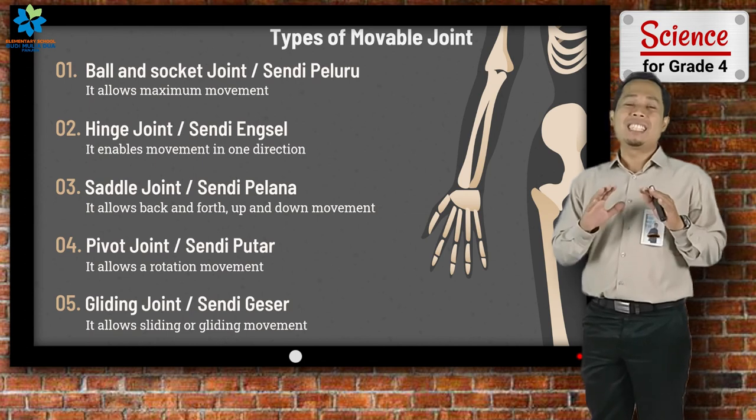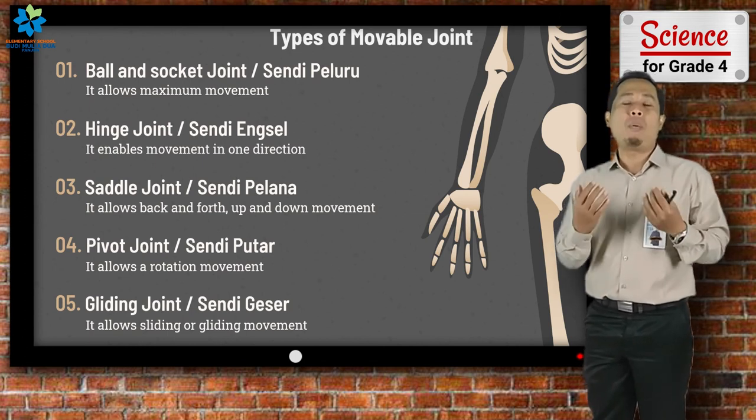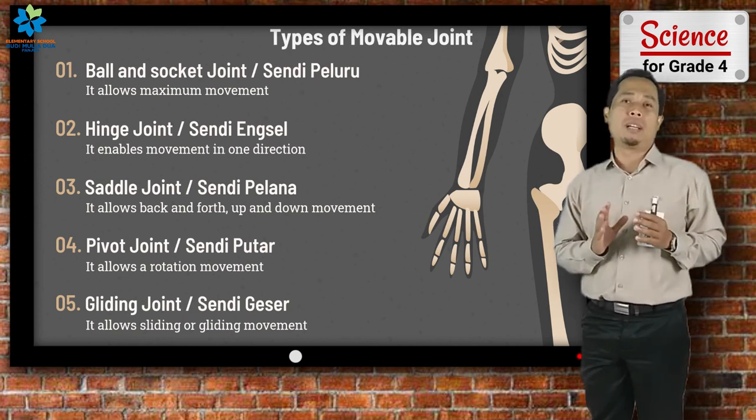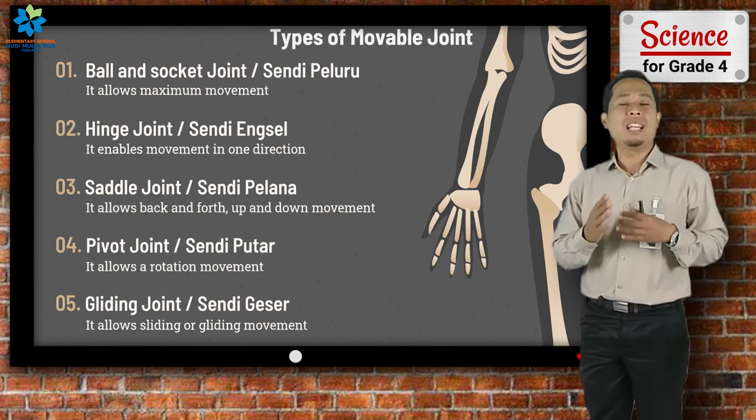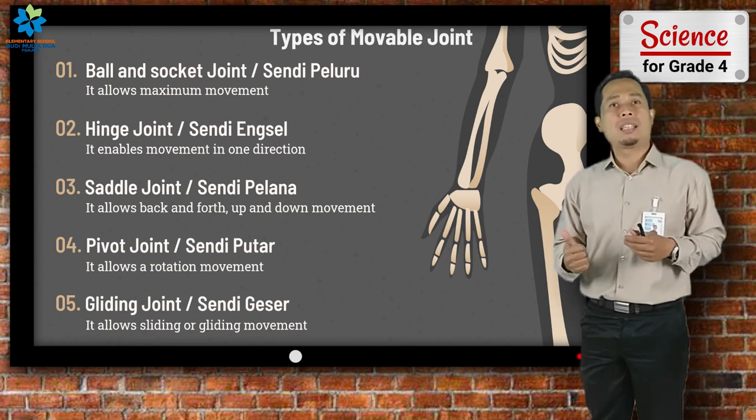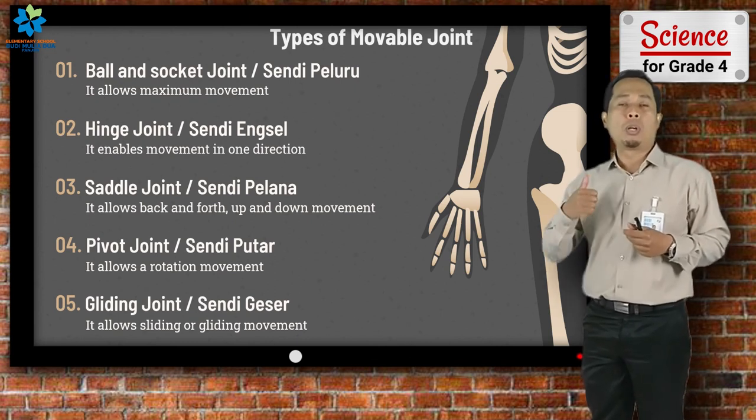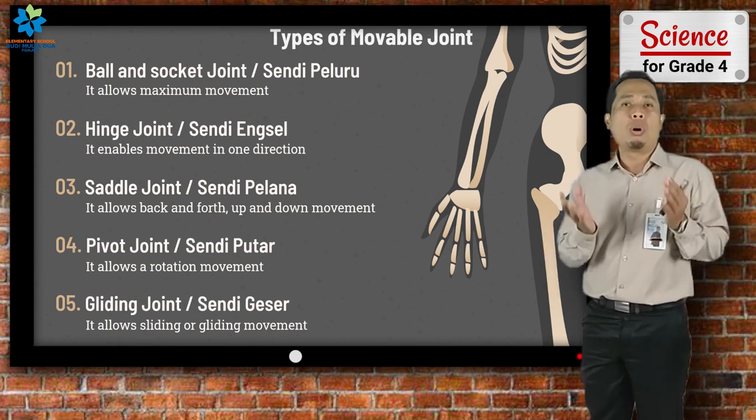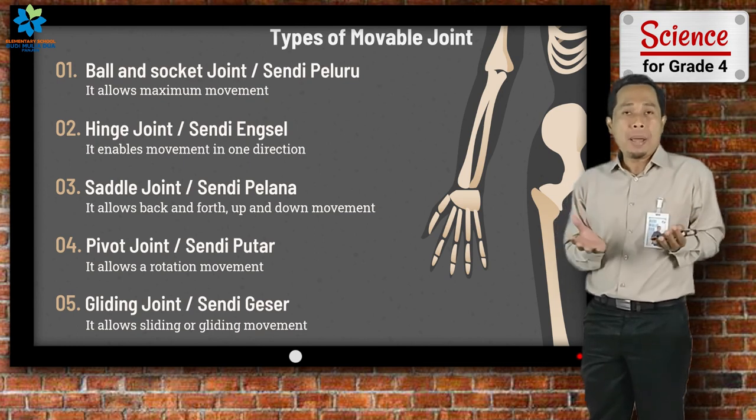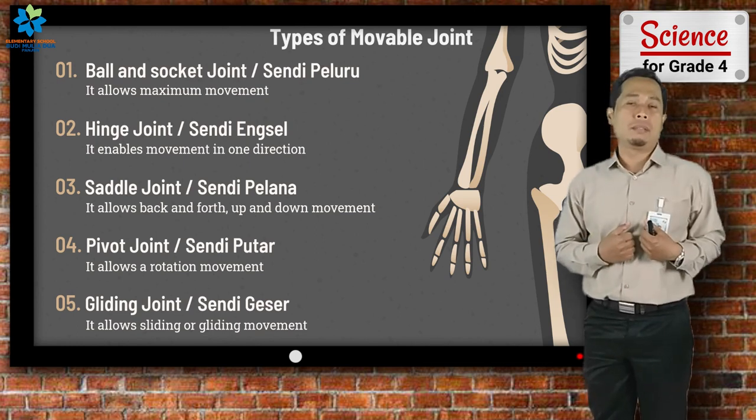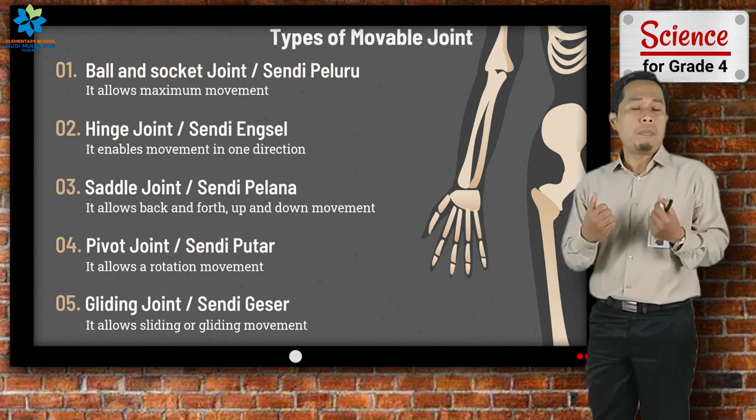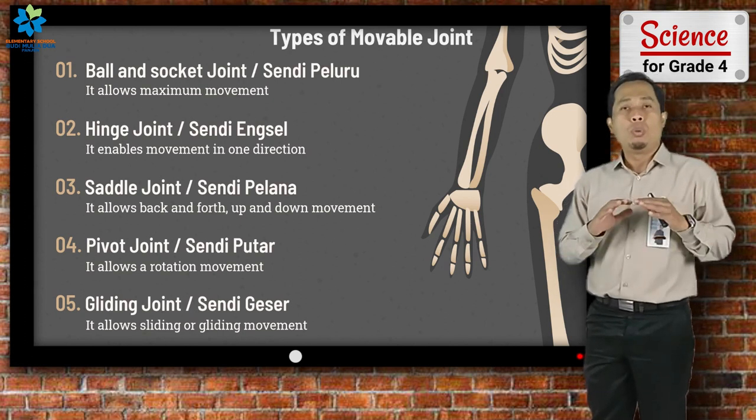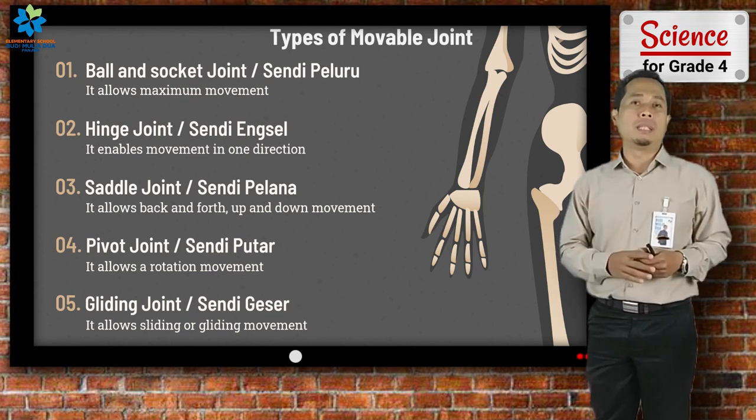Okay, this is the end of our lesson for this topic about the human skeleton. As we know, we have learned about the skeleton, about bones, about muscles, and also about joints. They make a system in our body that allows us to do a lot of movement, so we can do a lot of activity.